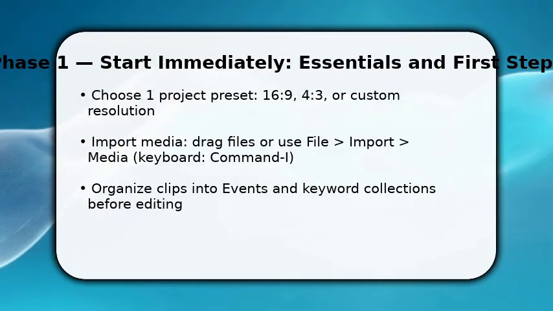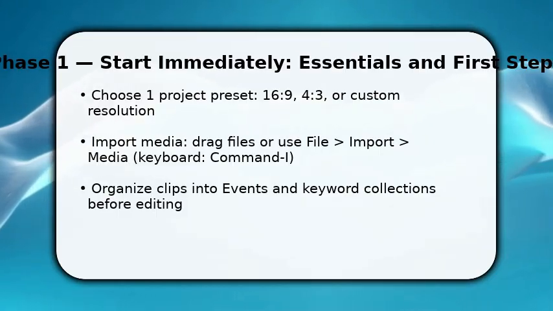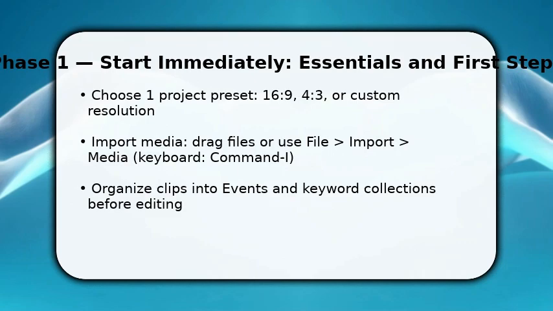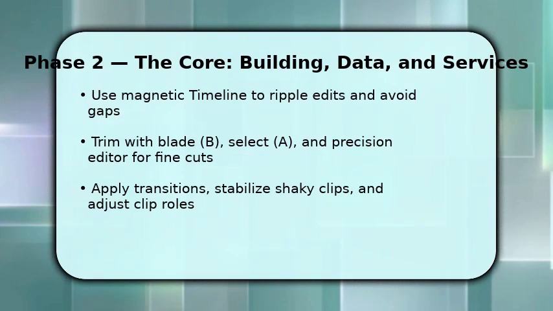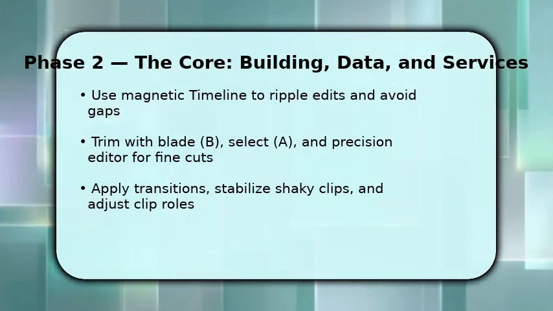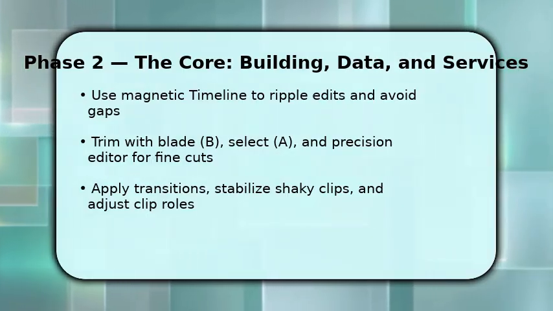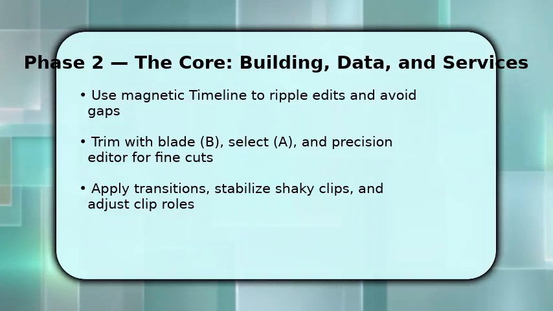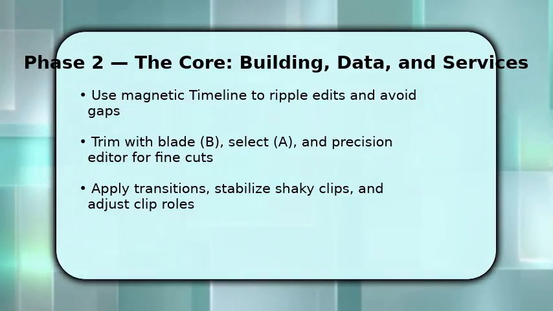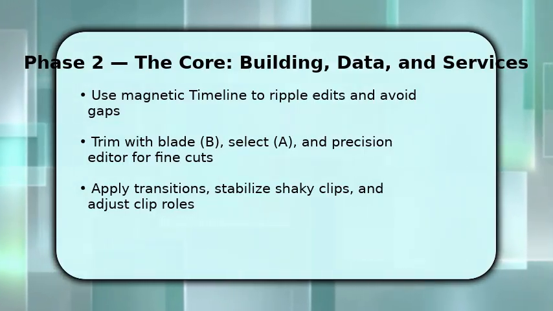Make sure to set your project frame rate to match your clips, because mismatched frame rates cause stutter or retiming issues later. Now assemble your story on the magnetic timeline. Drag favorite ranges into the project and let clips snap into place. Use the tool to move clips, press B to cut, and open the Precision Editor for frame-accurate trims. This is how you refine pacing.